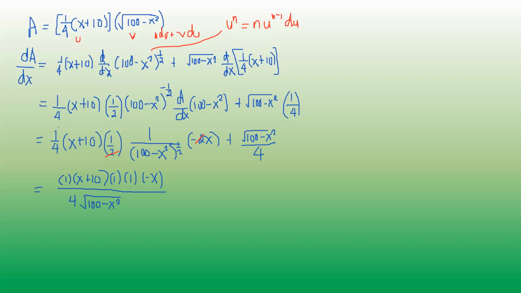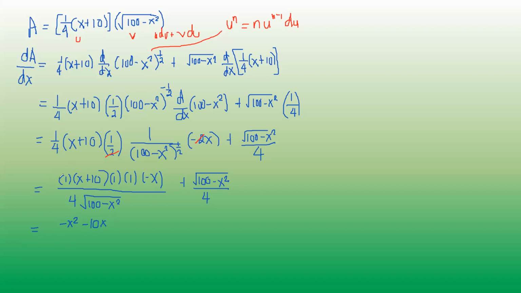Okay. 1, x plus 10, 1, 1, negative x. Ito ngayon. Ayusin natin. Plus, write lang natin itong dulo. Square root of 100 minus x squared over 4. Then, yung taas magiging 1 na lang to. 1 times 1 times 1 is 1. So, parang wala na yung part na yan. Kaya meron ka negative x times x is negative x squared. Negative x times 10, we have negative 10x.